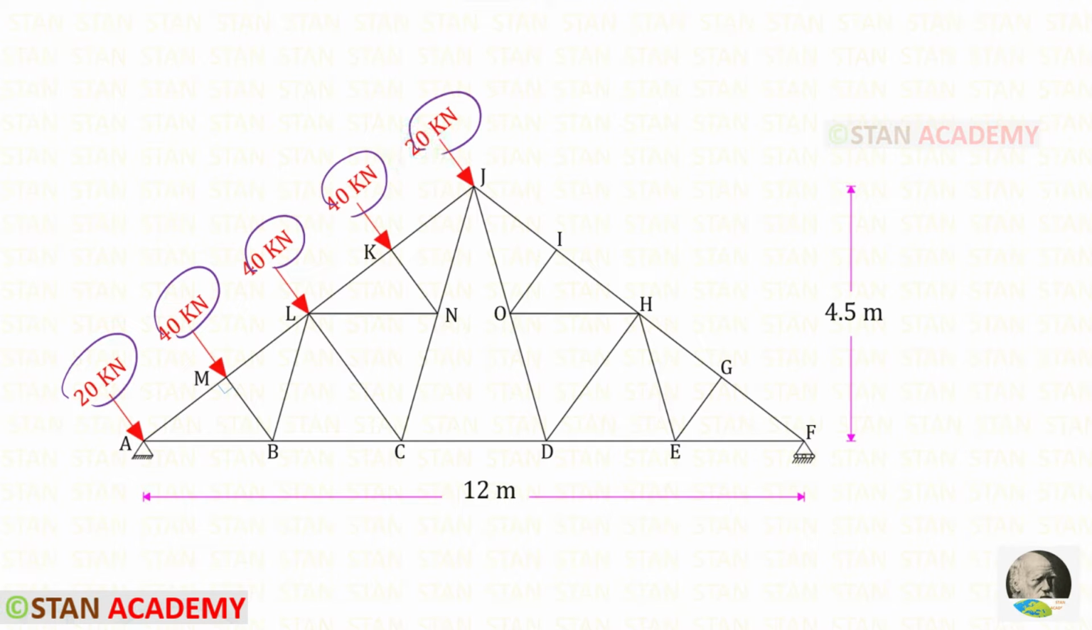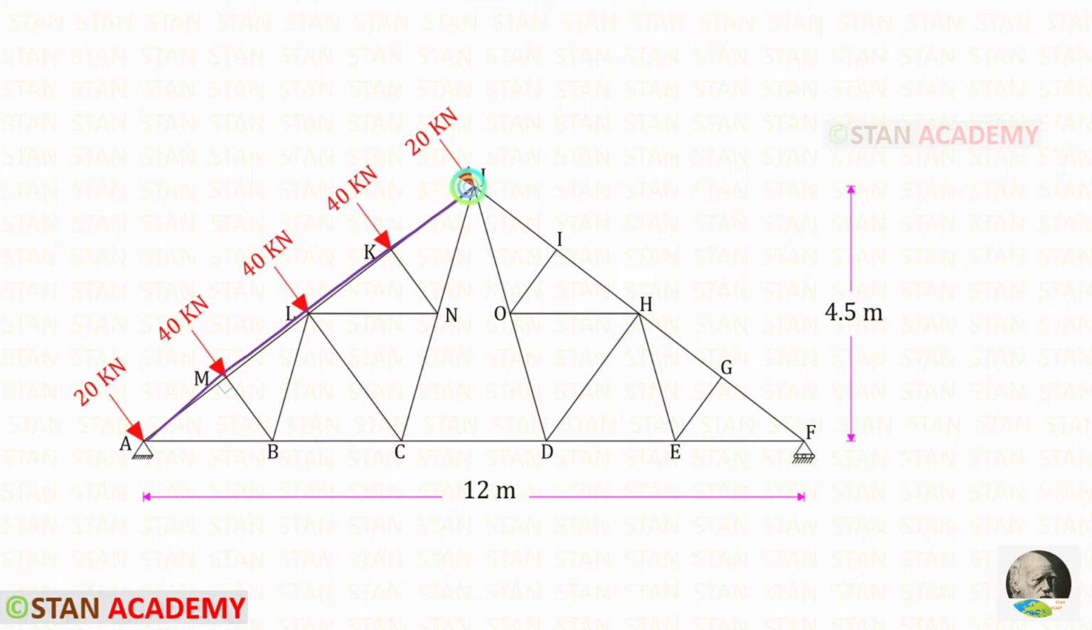All of them are inclined, but these loads are perpendicular to the line AJ. That means here we have 90 degree, here 90 degree, here 90 degree, here 90, and here 90 degree.